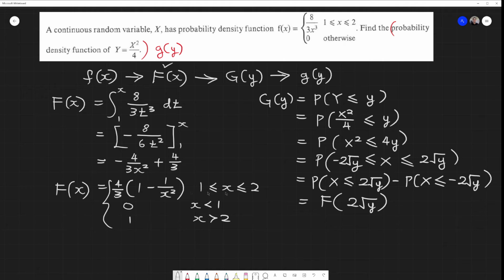And we know what this is. This is actually this guy right here. So I'm going to put that in, so 4 over 3, and then 1 minus 1 over 4y. Okay, let's see, 1 minus 1 over 4y. And then my domain is 1 less than or equal to 2 root y and less than or equal to 2 right here.